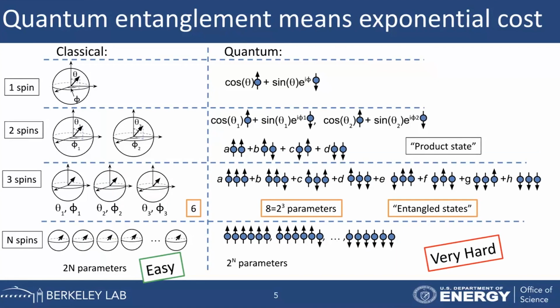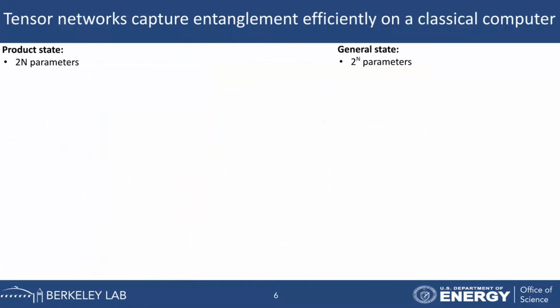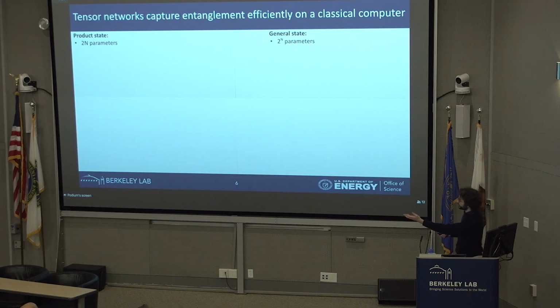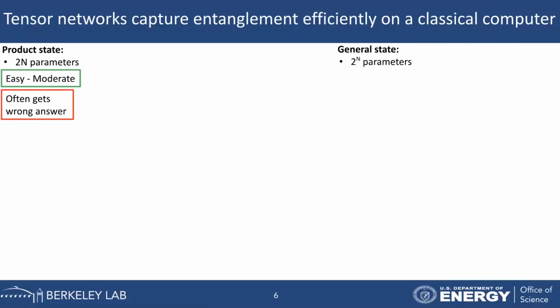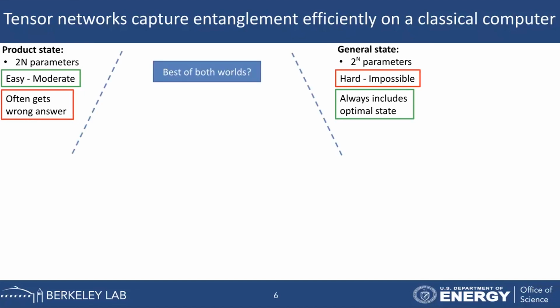Okay, so what's the solution? A classical solution is to use what we call tensor networks, which efficiently capture this quantum entanglement. So we have a spectrum of states going from these product states, which are kind of classical-like with not very many parameters, up to our full entangled general states. The product states are really easy to work with, but you often get the wrong answer because they're not very general. The general states, of course, always include the state you're looking for, but it's almost impossible to do anything with these. But we can get the best of both worlds using what we call tensor networks.